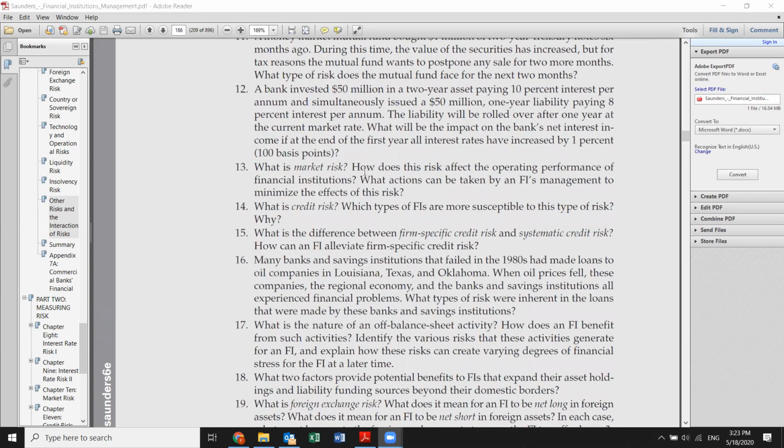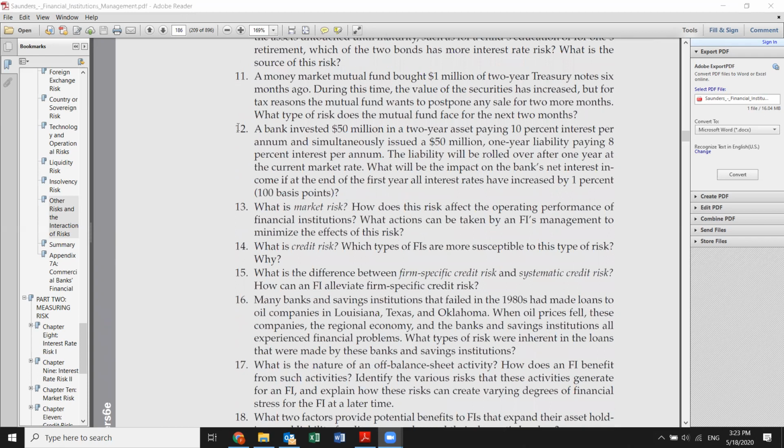So these things, like what is the market risk and how does it affect the operating performance of the financial institutions and so on. This is all stuff you know. So let me go with this question.